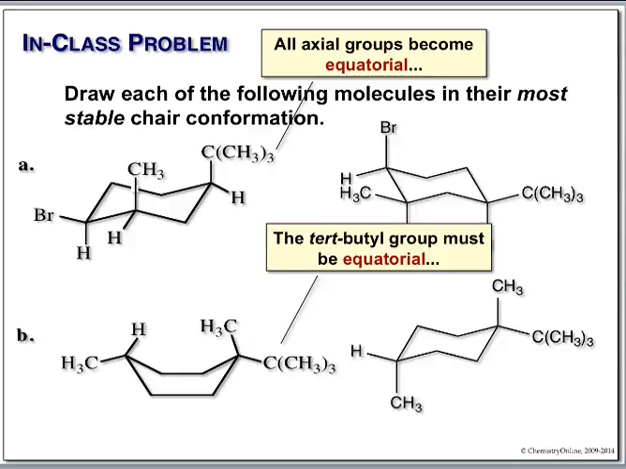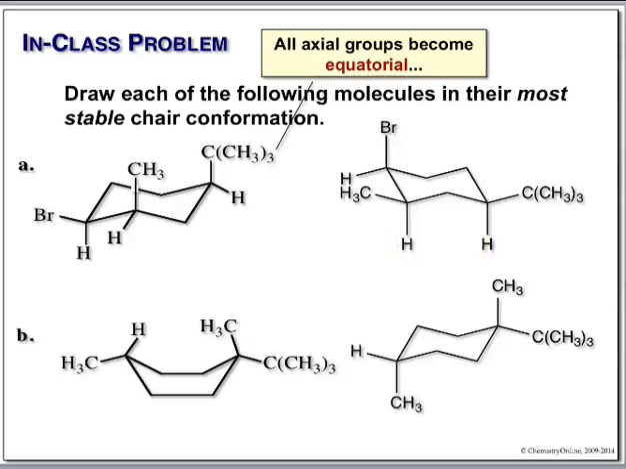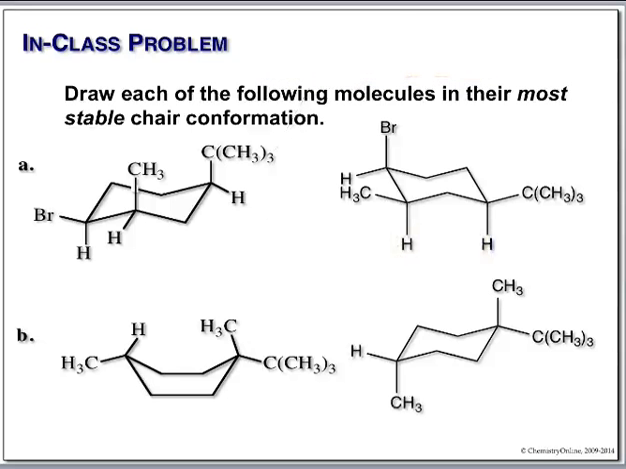Oh, I said that wrong, didn't I? This one's up, this one's down. They have to be trans to each other, I'm sorry. So if this one's axial, this one must be axial as well. Both on opposite sides. This is axial, this must be also.